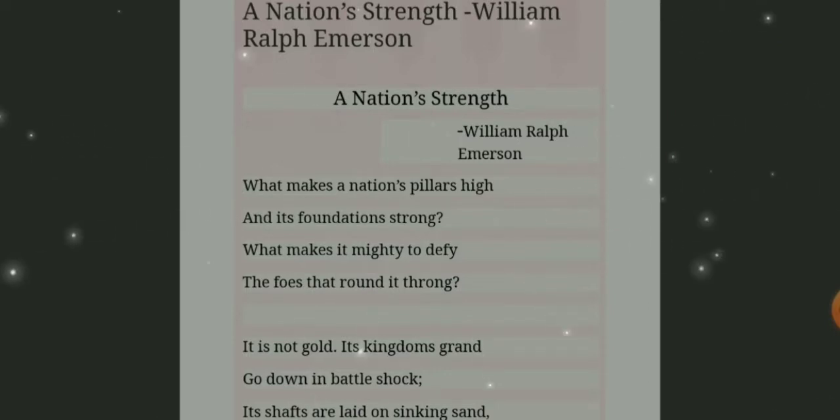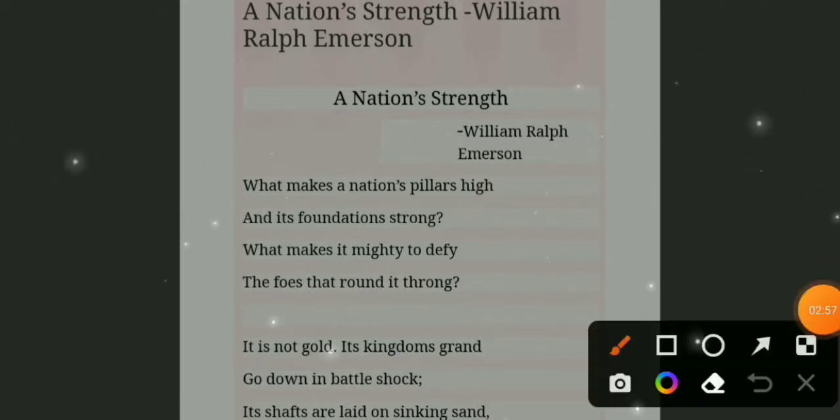Now, A Nation's Strength is the very first poem in your Tulip series book. When we first read out the title of the poem, A Nation's Strength, a nation means कौम, कोई भी कौम या मुल्क, and strength means the power.